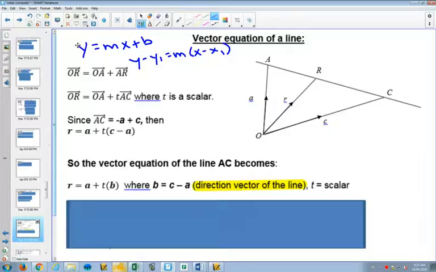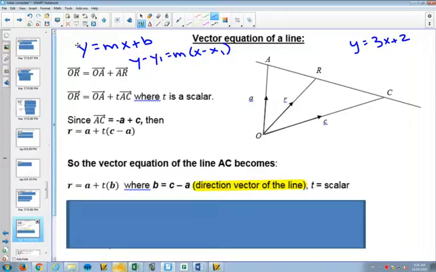So now, what an equation of a line did in grade 10 is it told you all the points that could possibly be on that line. So if you had y = 3x + 2, when you plug in 0, you get 2. When you plug in 1, you get 5. And you could get all these points and connect them all.